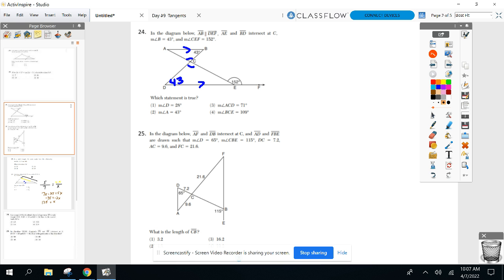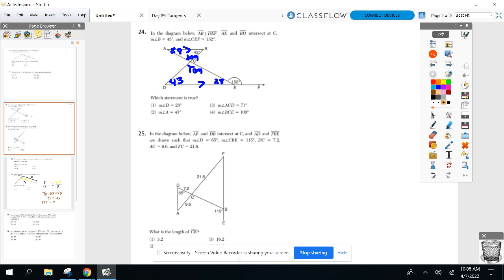They're alternate interior. Can you find the one next to 152? What's the relationship with those? Those are supplementary: 180 minus 152, that's 28. What am I looking for? I'm just throwing up degree measures here. I guess we can find all of them, right? So if that's 28, that vertical angle there will be 180 minus 43 minus 28. That's 109. Vertical angle is also 109. This is going to be 28. And then I think I can answer the question from here.